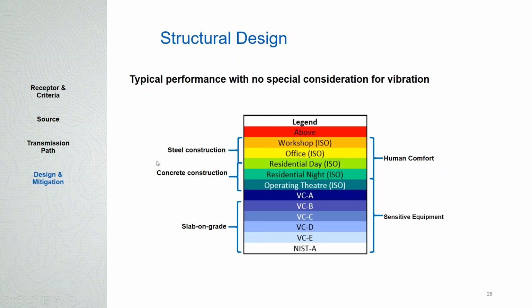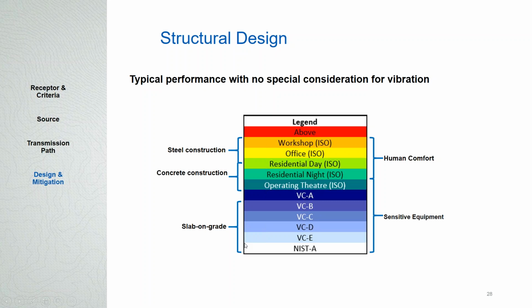Those are quite high levels of vibration. If you're dealing with a concrete structure, because the concrete slab is usually thicker, and often the bays are shorter as well, they don't have as long span bays, it would probably have a better vibration performance, so lower vibration levels, in the range of maybe residential day through to operating theater. So just above the threshold of human perception. And when you have slab on grade, you're down in the range of imperceptible vibrations, where VCB all the way down to maybe VCE or so.